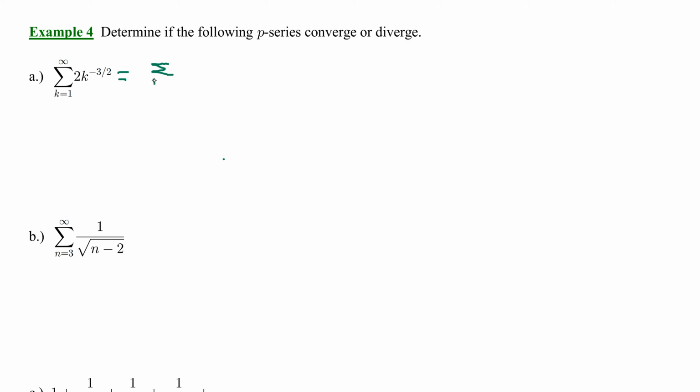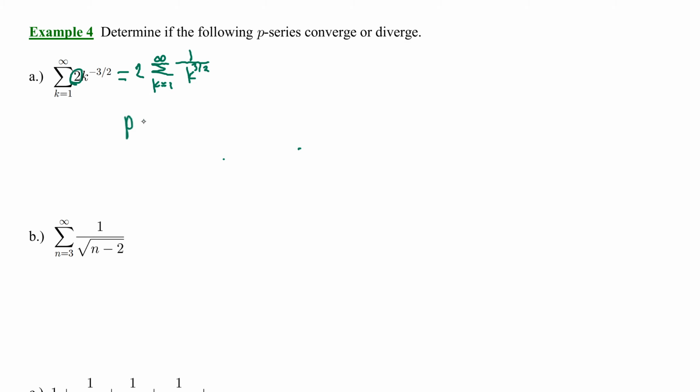So I'm going to rewrite this as the sum from k equals 1 to infinity. Now, by the way, the constant here can remain inside that summation symbol, or you can factor it out just like you would in front of a differential operator or the integral sign. Then I'm going to write this as 1 over k to the positive 3/2.